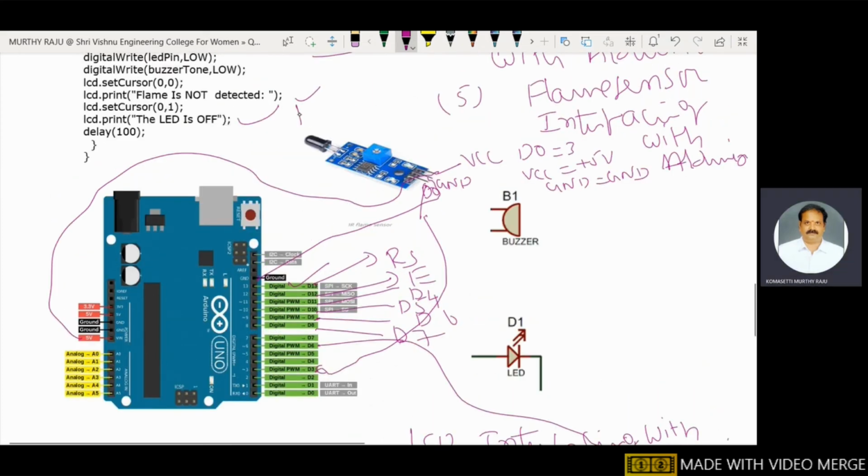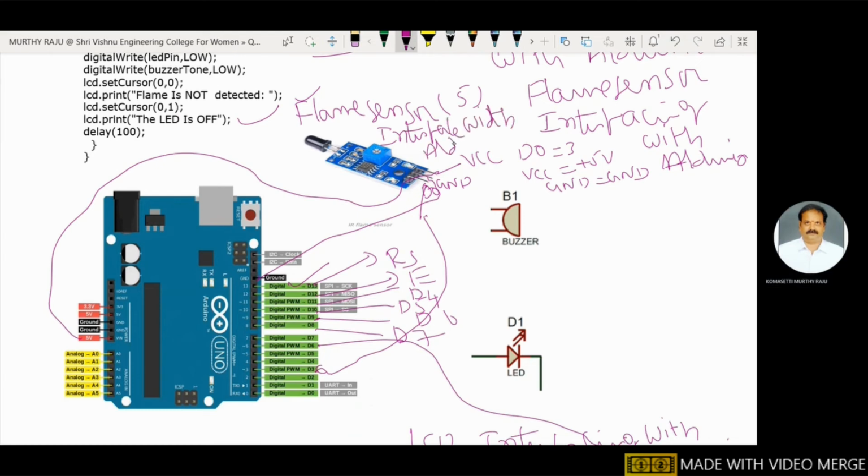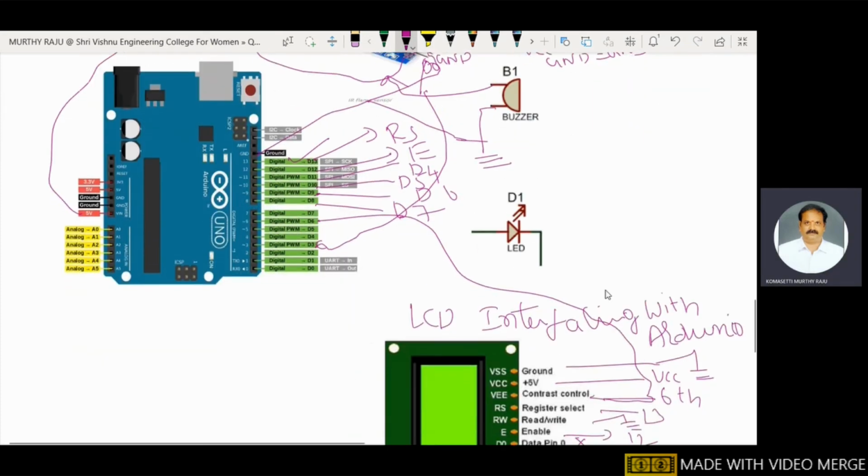The flame sensor interface with Arduino is completed. Next, the buzzer. One terminal of the buzzer is connected to the ground of the Arduino board, and the other terminal is connected to 5 volts of the Arduino board. The buzzer interface with Arduino is also completed.